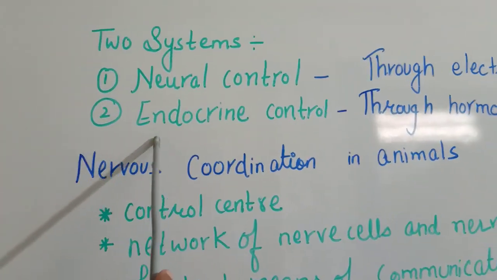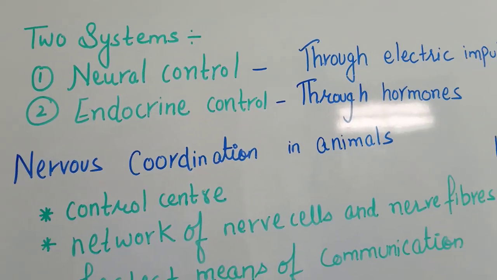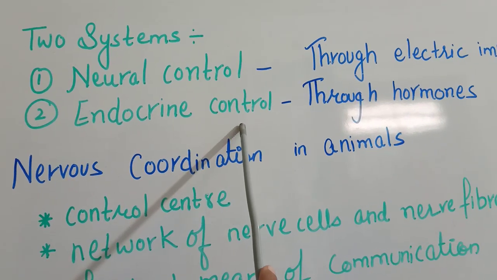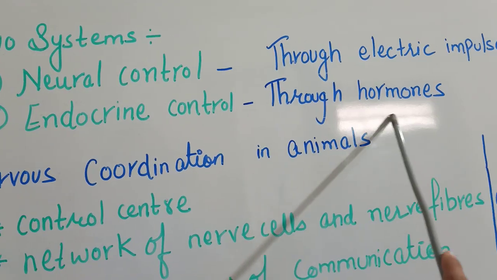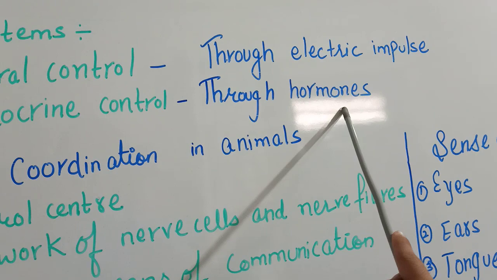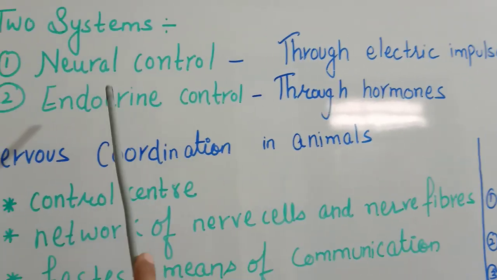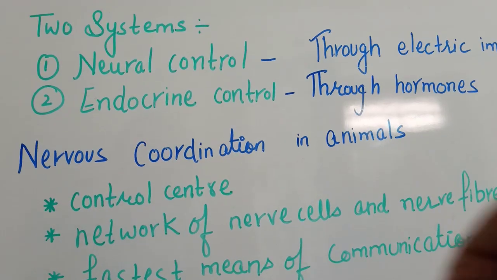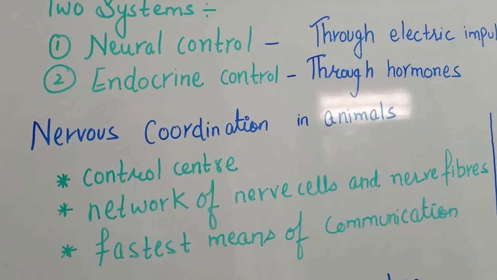The next system present in the bodies of animals to give a response is the endocrine system, or endocrine control. This endocrine system works with the help of hormones. Hormones are chemical substances, or chemical messengers, which are released into the bloodstream by endocrine glands present in our bodies, and from the bloodstream they move towards the target organs or target site.